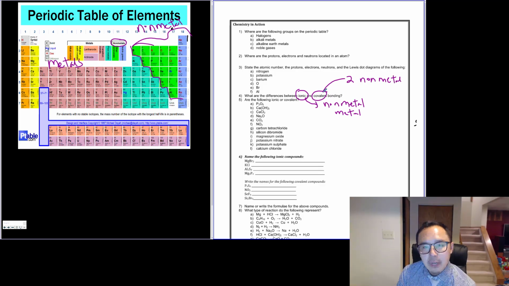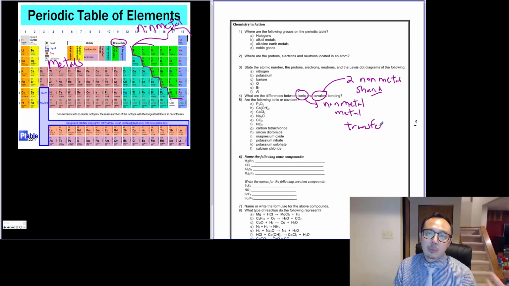And also, how they're actually bonded is that in covalent bonding, the electrons are shared, whereas in ionic bonding, they are transferred. So it's getting the electron from one element to another. That's what an ionic bond is.